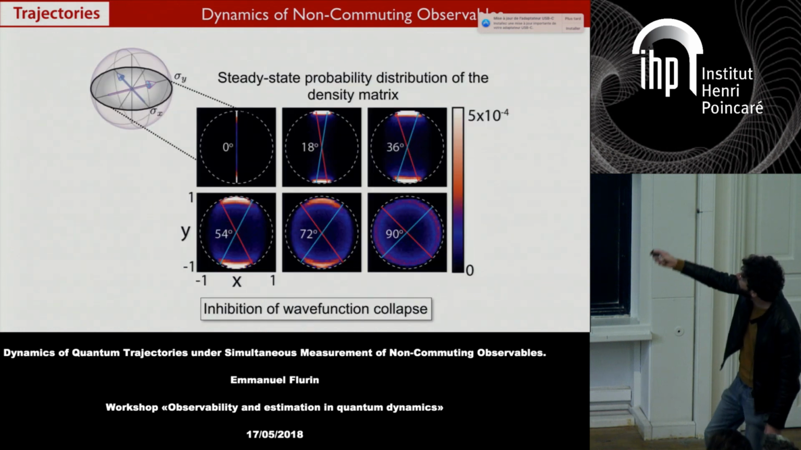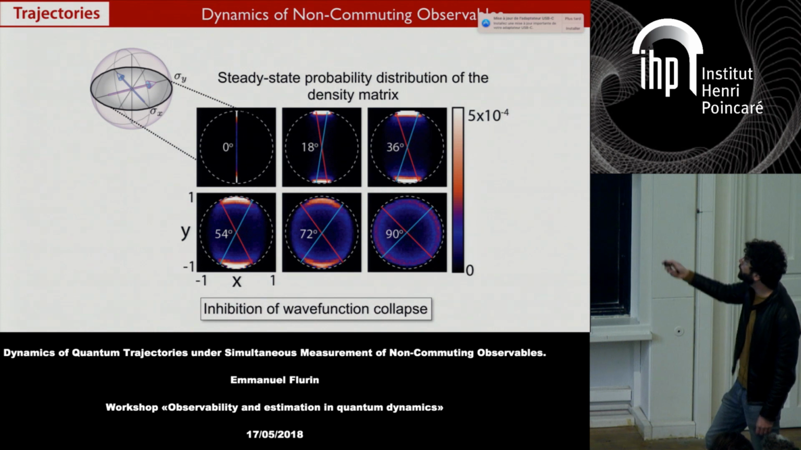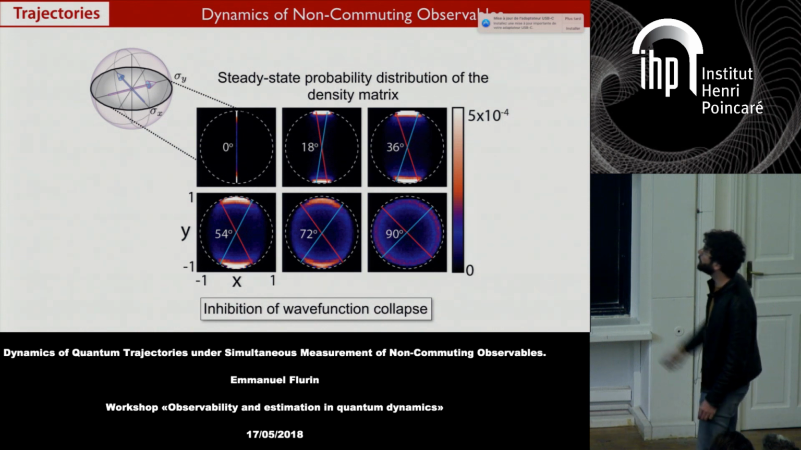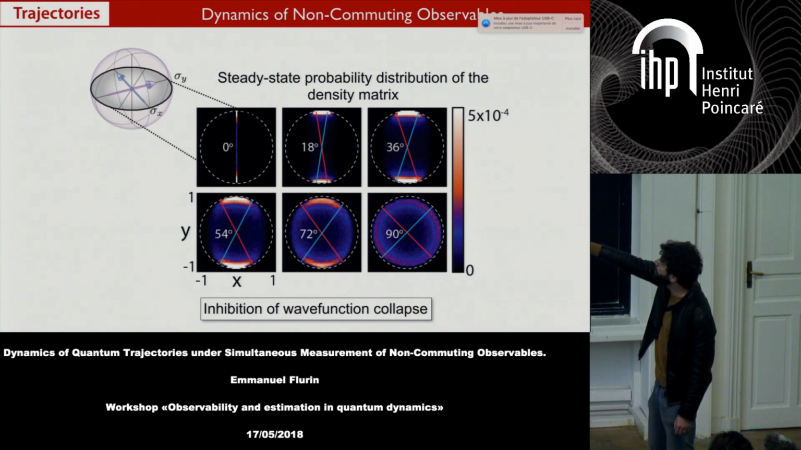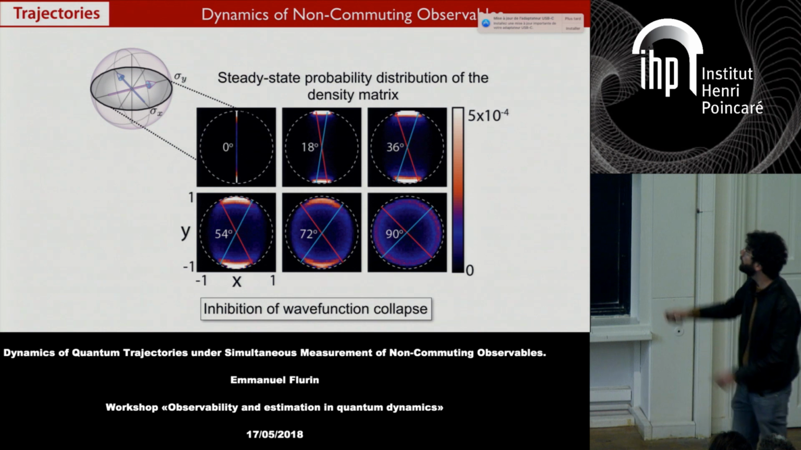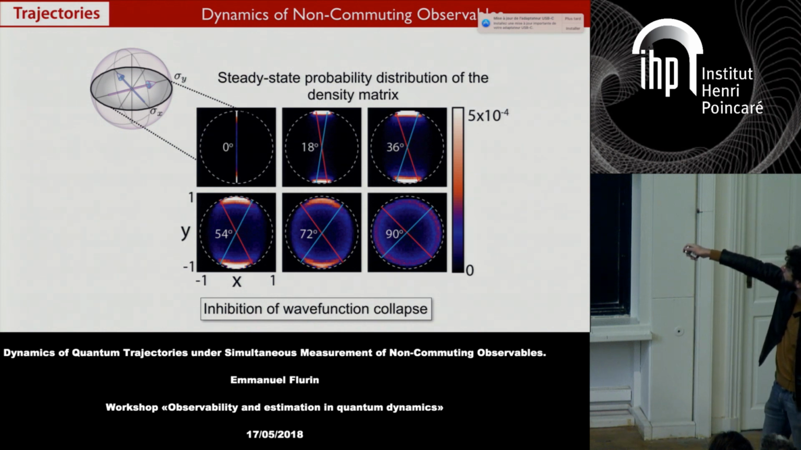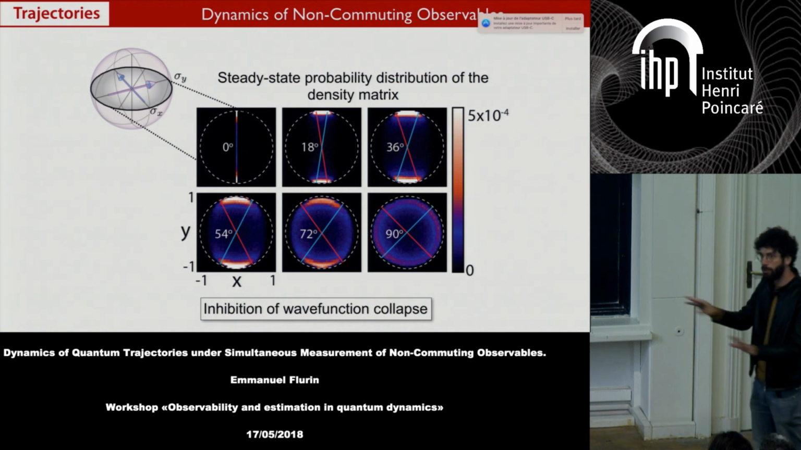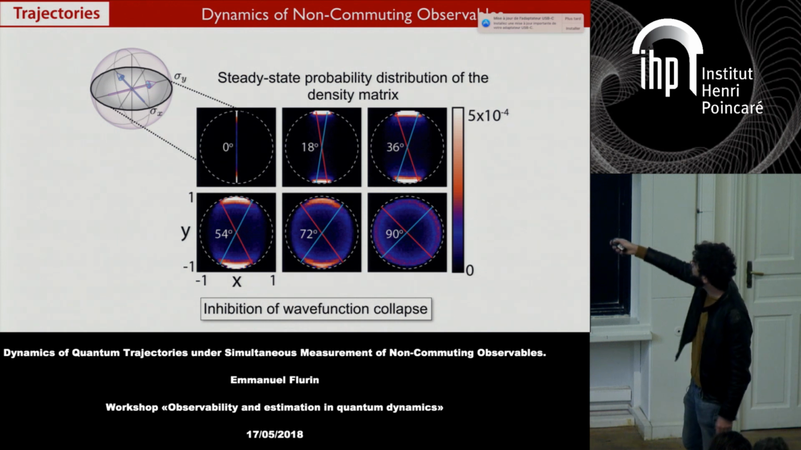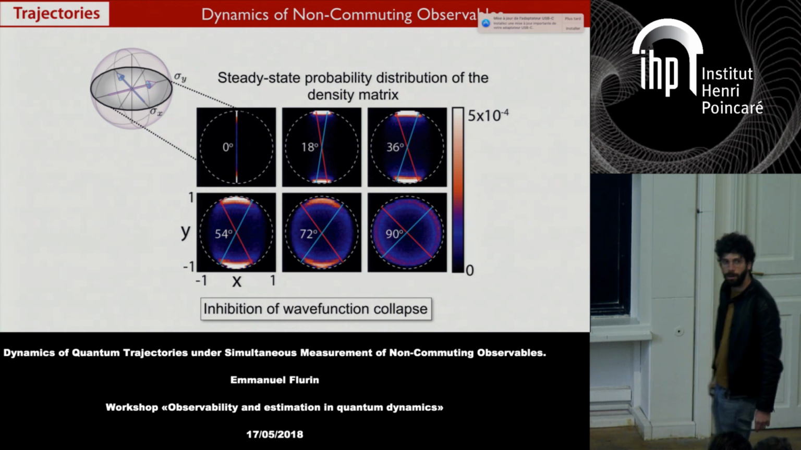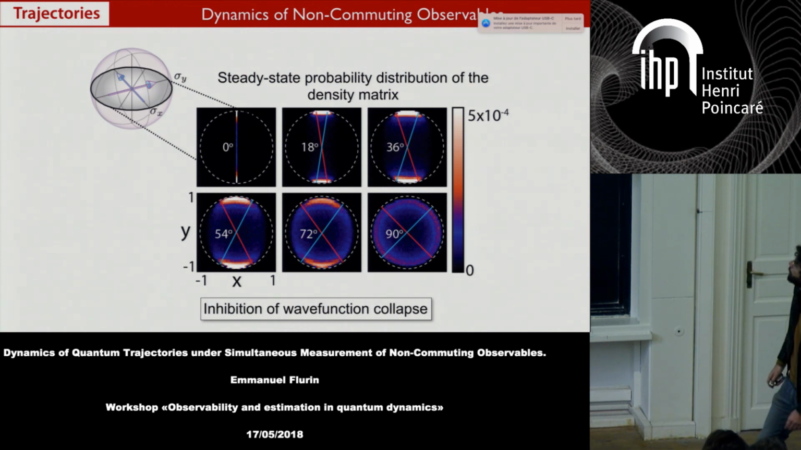Then you can do some analysis of the statistics of the trajectory depending on the measurement rate. And you see you have a projection on the poles if the two measurements are aligned, and you get a homogeneous persistent diffusion if the two axes are maximally non-commuting.